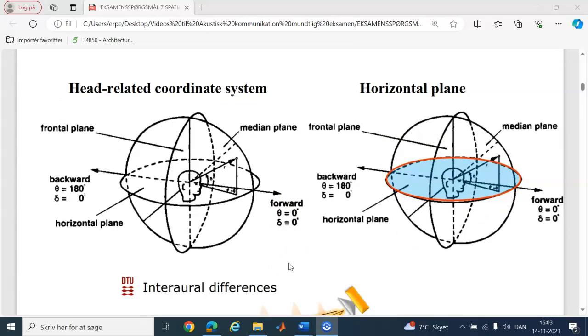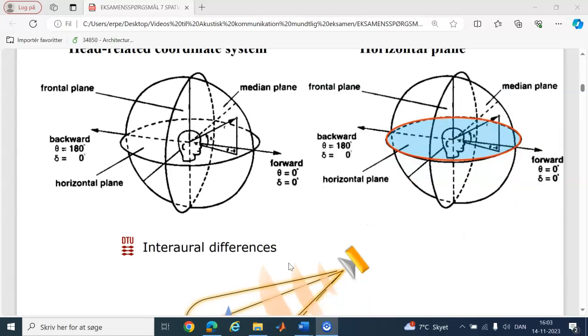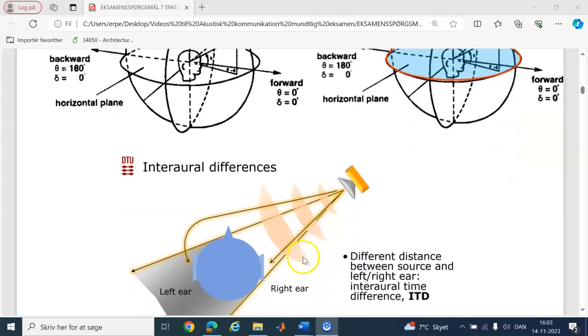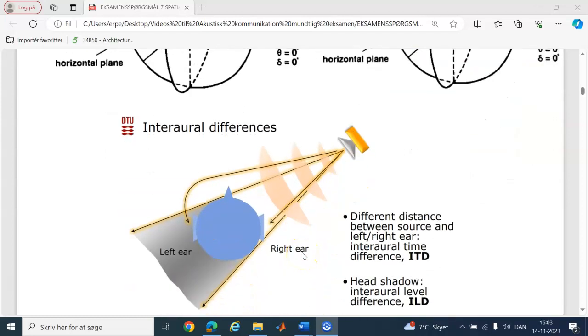Head-related transfer function. We have a horizontal plane, a frontal plane, and a median plane. The horizontal plane is just parallel to the earth, the frontal plane is vertical, and the median plane is just a cut through the head. You halve the head from in front.